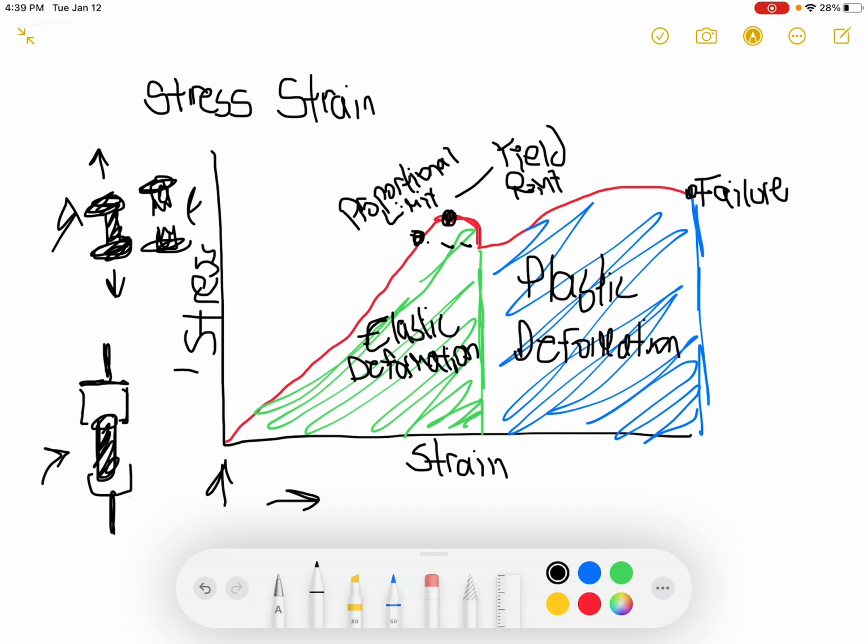So that is it. Well, actually, sorry, there's one more thing to label. Up here at the highest point after you get into the plastic deformation, that's called the ultimate tensile strength, or UTS. That's the ultimate point before it fails. So that is a stress-strain graph. That's what it looks like. And on the next video, we will explain how to solve some stress-strain problems and the process that we will use. And that will be it for this video.